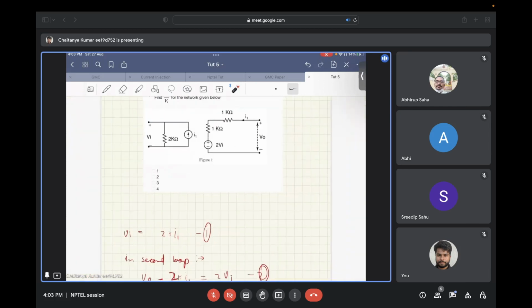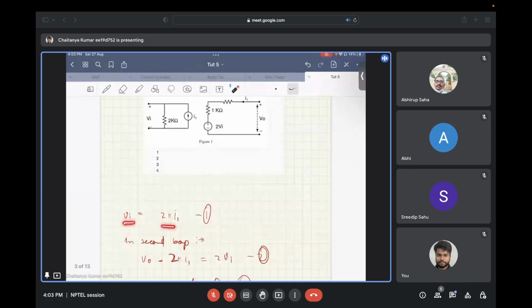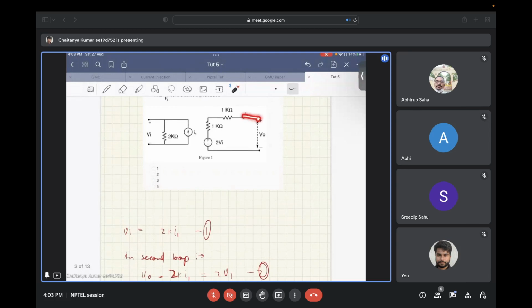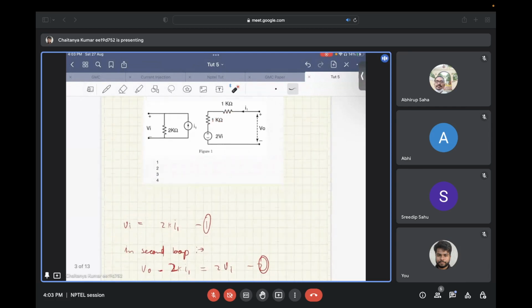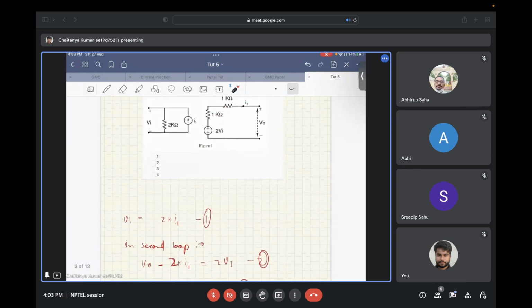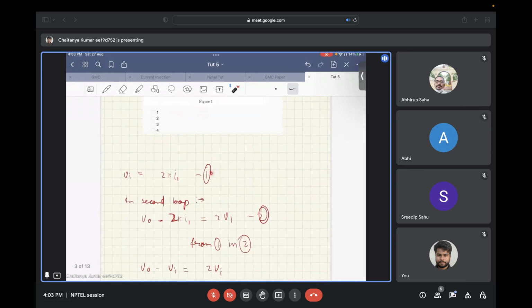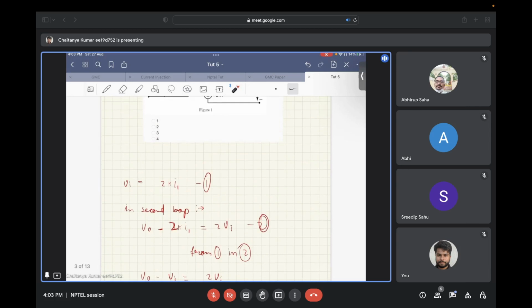Now, if we solve this question, in this loop we have Vi equal to 2k I1, and in the second loop, if you write the KVL, you have V naught minus the two 1 kilo ohm resistors having current I1 through them, that gives minus 2k I1 is equal to 2 times Vi. So if you substitute 1 in 2, you get V naught by Vi is equal to 3.